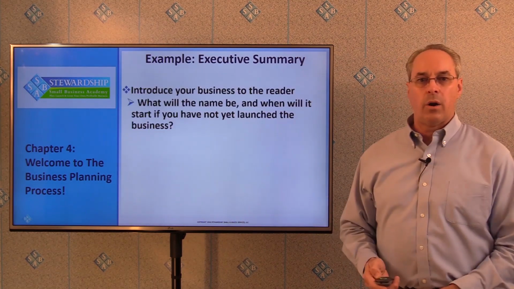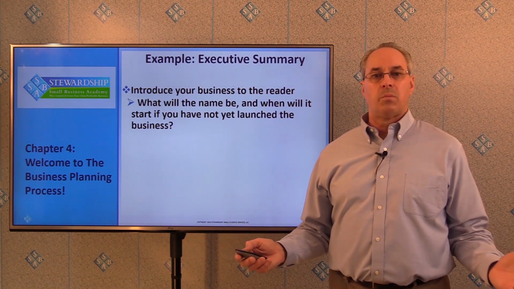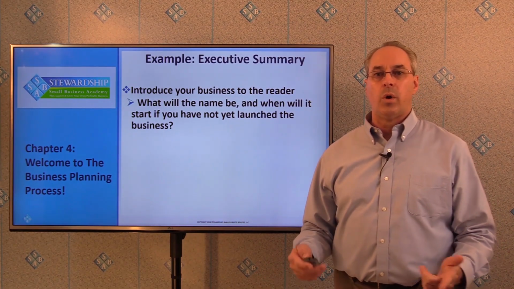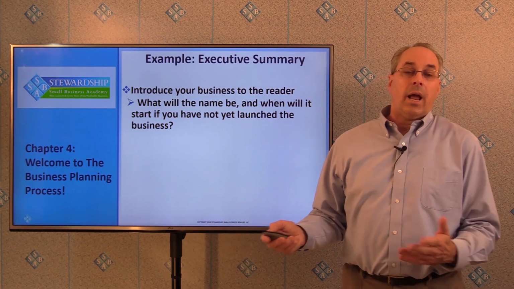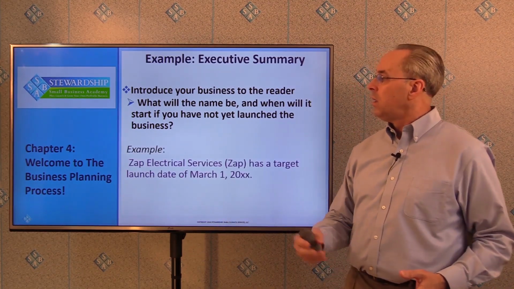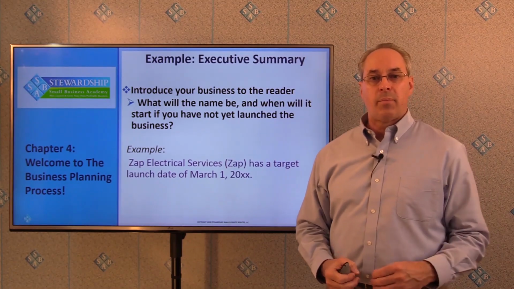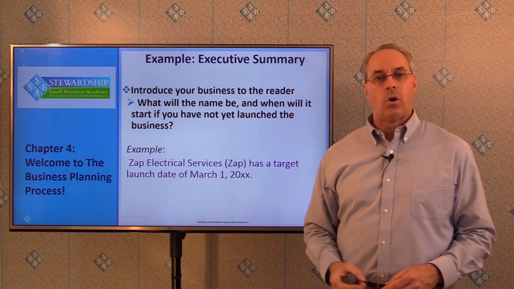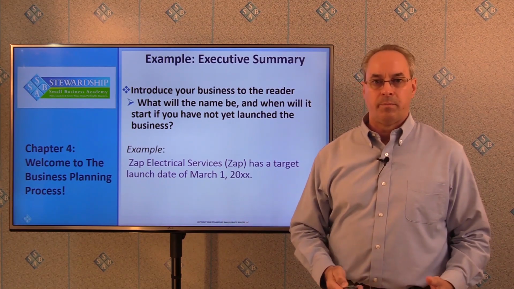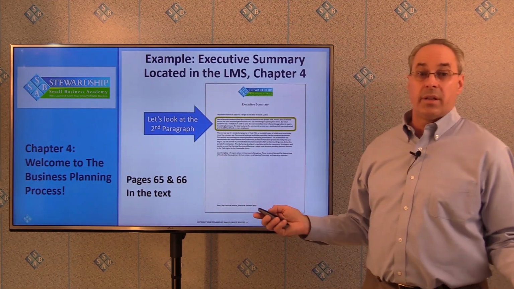So the first paragraph just introduces the business to the reader. What's the name of the business? Who are you? When will it start? And when are you intending to launch the business, if the business isn't launched yet? So our sentence is just, Zap Electrical Services has a target launch date of March 1st of 20 whatever. And that was it. That was the first paragraph.